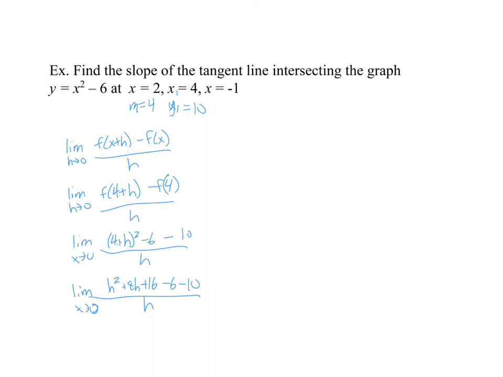Again, I wrote the wrong letter. It should be as h approaches 0. Let's fix that quickly, and we should be good. So now you can see on the top we have 16 minus 6 minus 10. All of that would cancel out to 0.